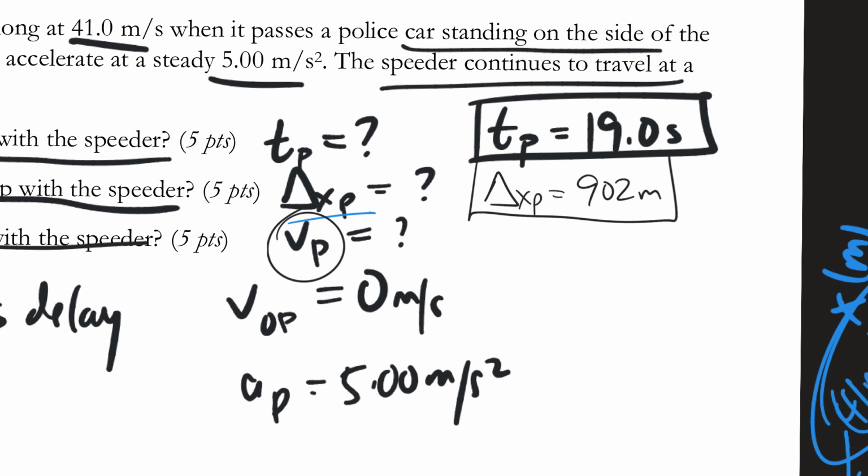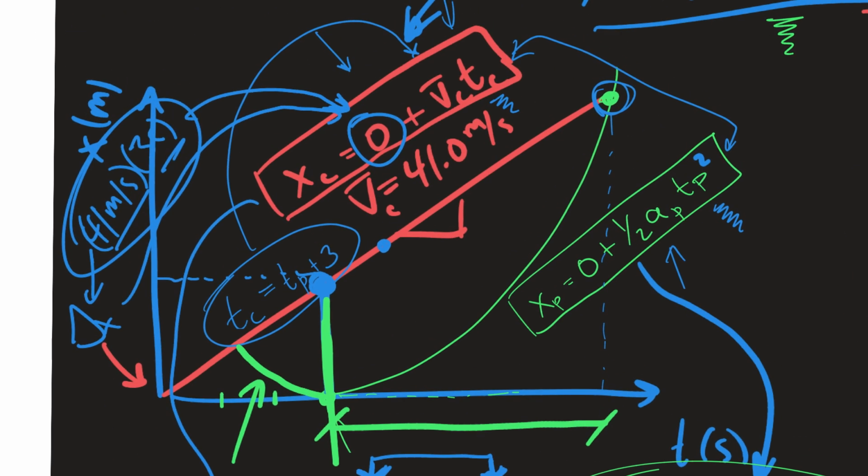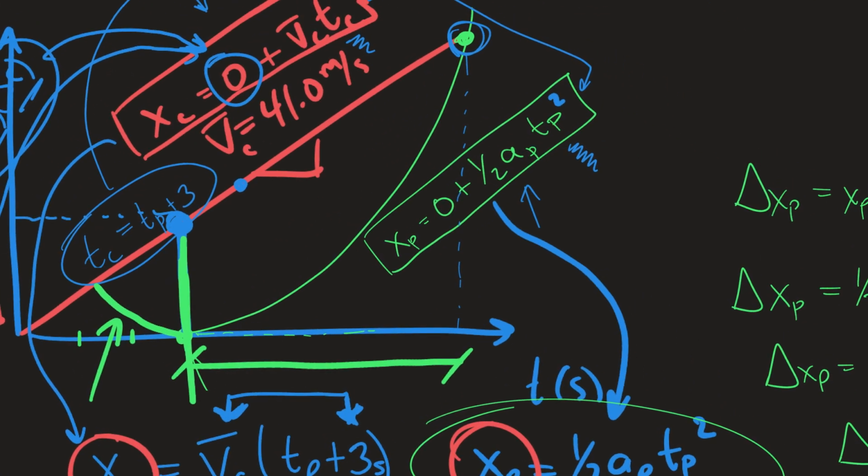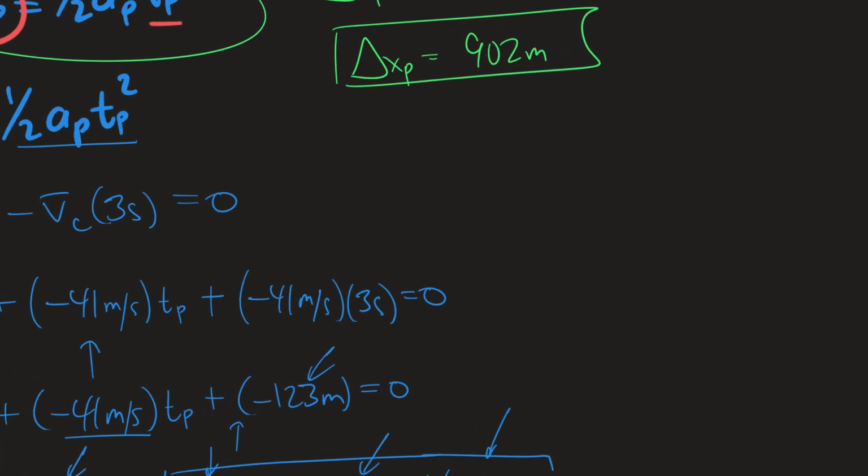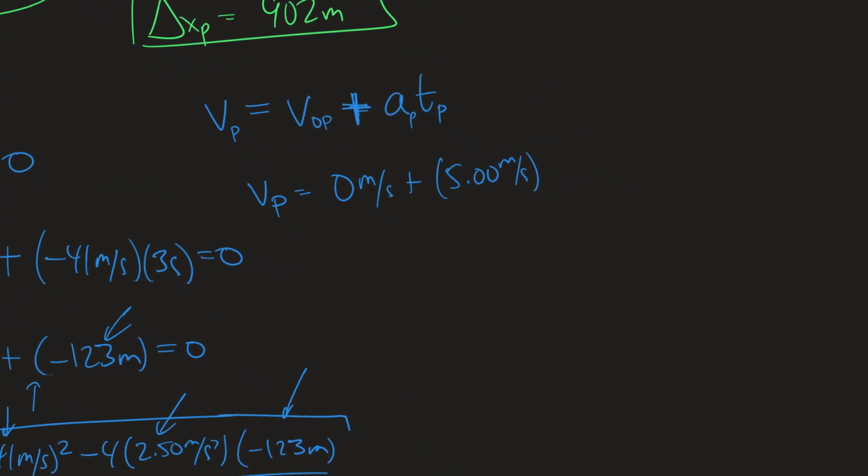VP, the velocity of the patrolman, cannot be solved from this equation unless you know calculus. So if you did know calculus, for those of you calculus nerds out there, you could integrate this, but we're not going to be integrating that today. So today for the velocity at the end, we must know that V equals V naught, so this is for the patrol car, plus A patrol car TP. This is pretty clean and straightforward. He starts at 0 meters per second, and he's accelerating at 5.00 meters per second squared, and he does that for 18.991 seconds.